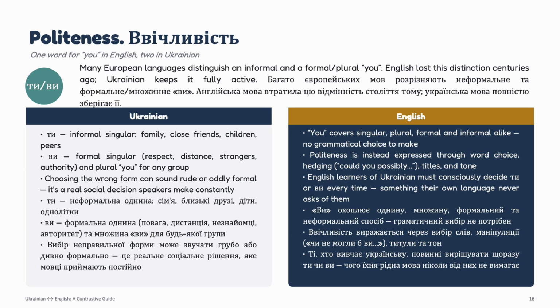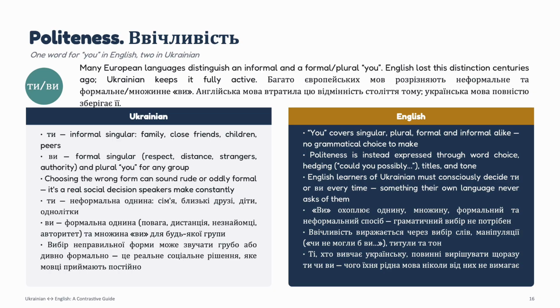This means an English speaker learning Ukrainian has to build an entirely new habit consciously, deciding ти or ви every single time, something their own language never once asked of them. So sometimes, well, among maybe young people, it's quite common to call everyone ти, even if it's a person who you see for the first time.